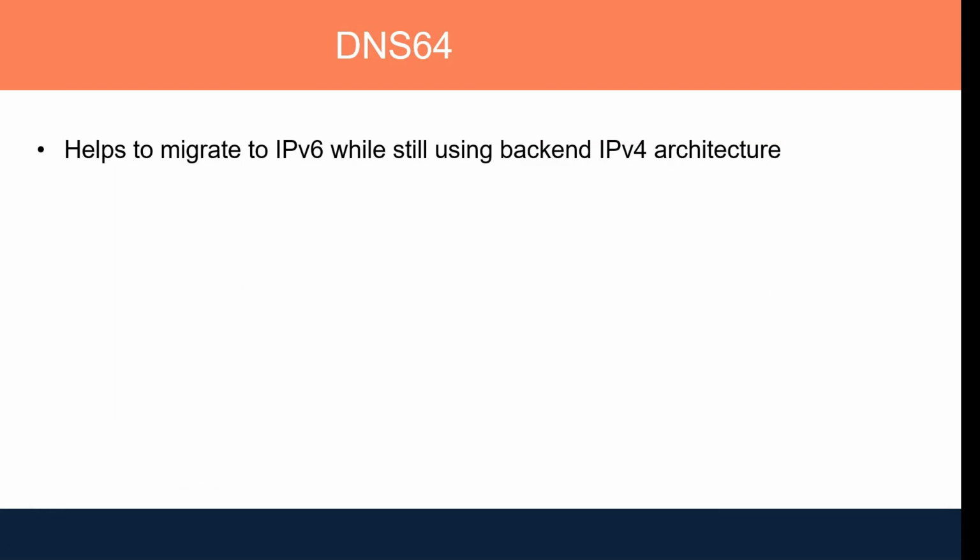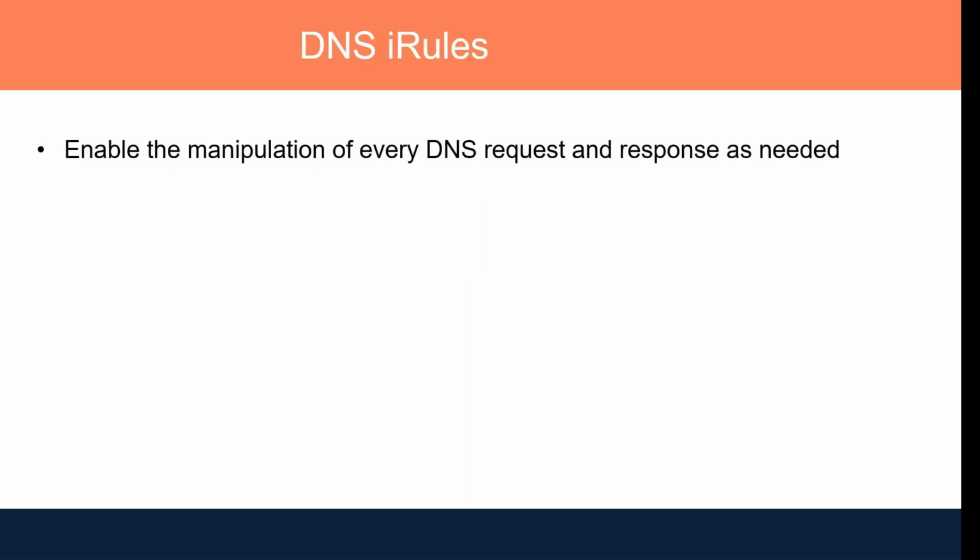Yeah, so go ahead. For DNS 64, in this case, the listener will be IPv6 and the backend will be 4, right? Vice versa as well, like 4 to 6? Yes, it is also possible. 4 to 6 is also possible. Okay, thank you. Are we going to see all of these in detail? Yes, definitely. We are going to see all of these in detail.